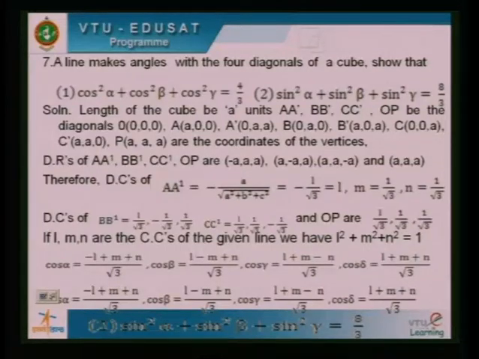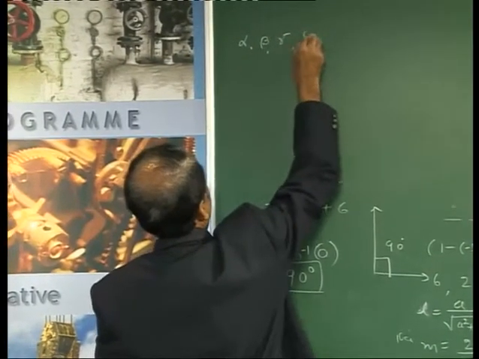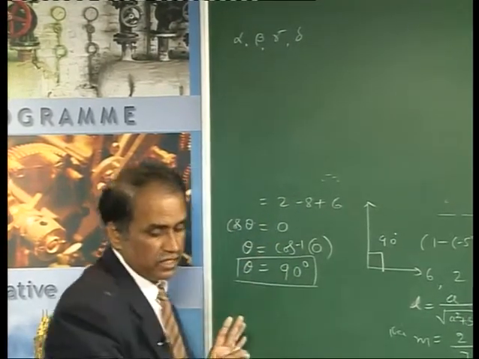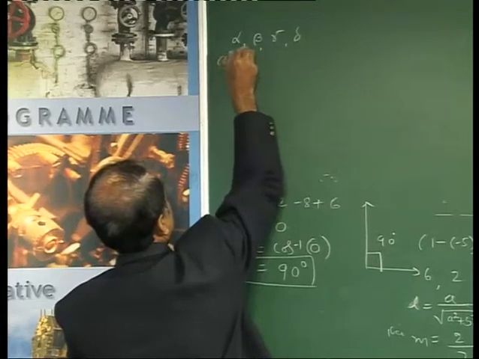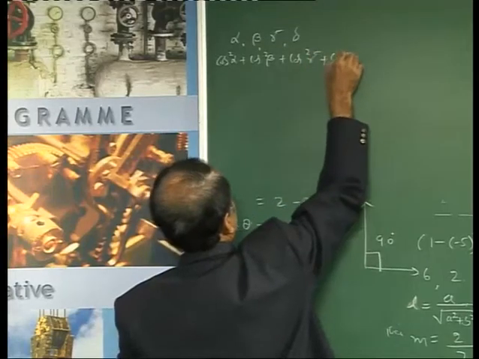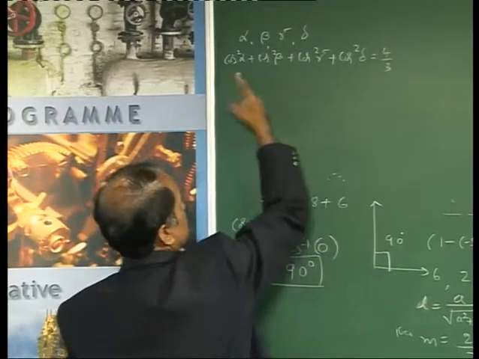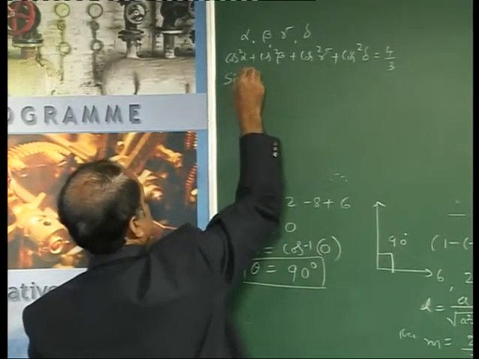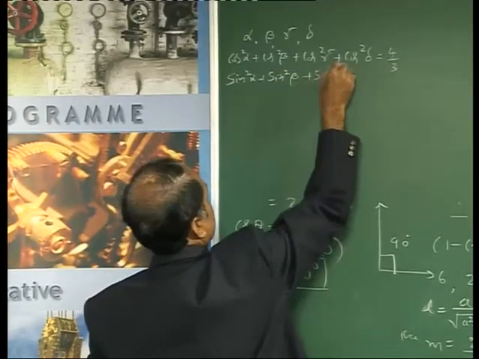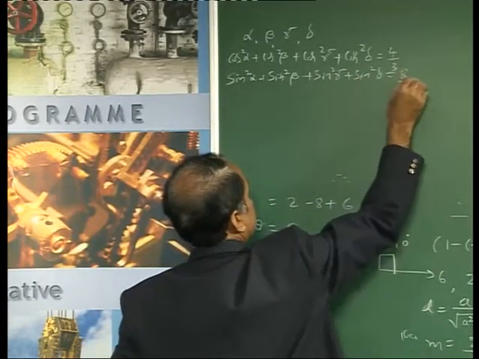Therefore, I will write the statement like this: a line makes the angles alpha, beta, gamma and then delta with four diagonals of a cube, then show that cos square alpha plus cos square beta plus cos square gamma plus cos square delta is equal to 4/3, and if you convert all these functions in terms of sine function, then sin square alpha plus sin square beta plus sin square gamma plus sin square delta is equal to 8/3.